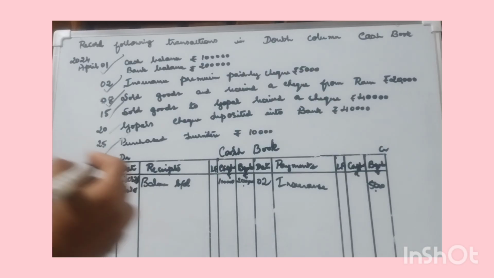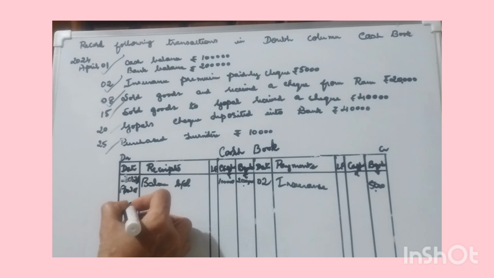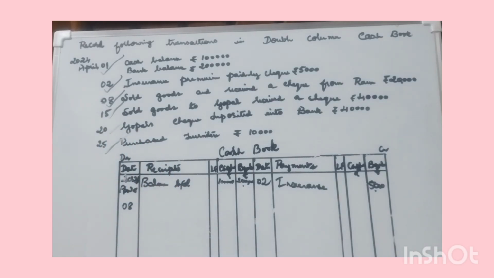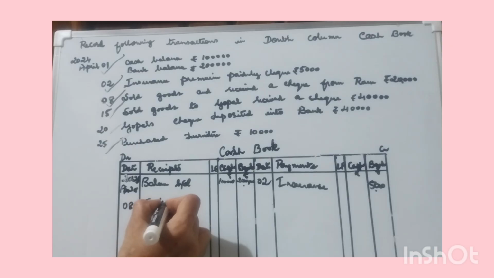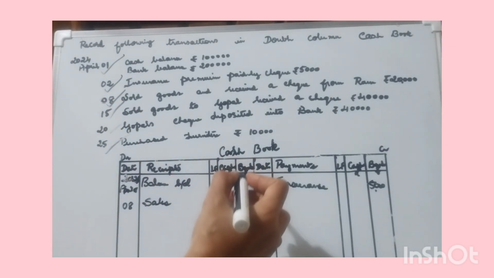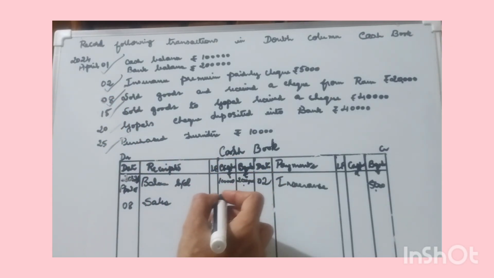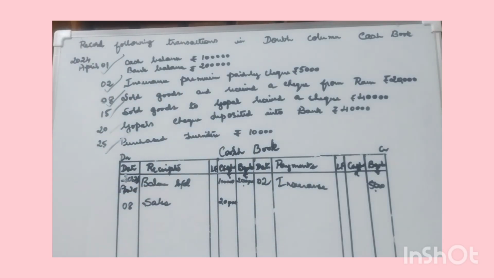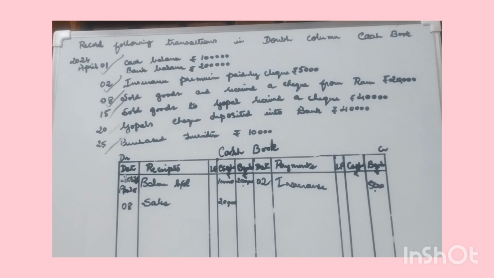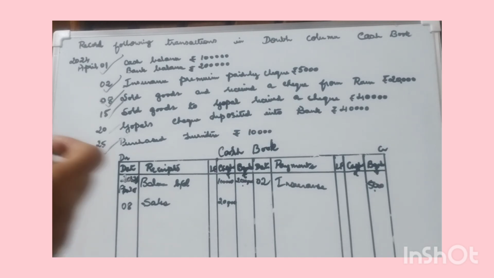Next, 8th, record 8th, sold goods and received a check. So this is a sales transaction, received in the form of check. So on the debit side, always remember 3 cases. If it is received in the form of check, cash column. If it is received in the form of check and deposited on the same day, then bank column. Deposited on another day, that is a contra entry.